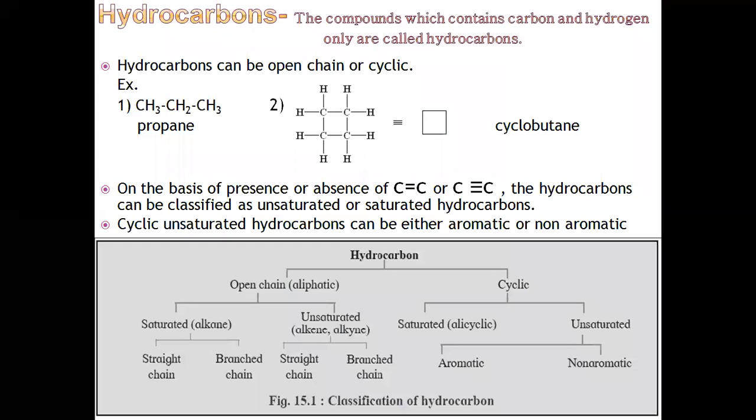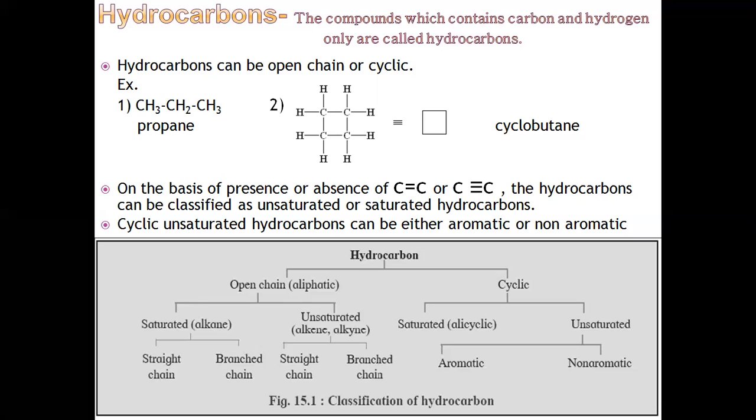Now we are going to learn about hydrocarbons. I told earlier, the compounds which contain carbon and hydrogen only are called hydrocarbons. Hydrocarbons can be open chain or cyclic. Open chain hydrocarbon means carbon atoms are joined together to form a straight chain or branched chain. Branched chain is also called open chain, and the carbon atoms joined to form a ring are called cyclic hydrocarbons.